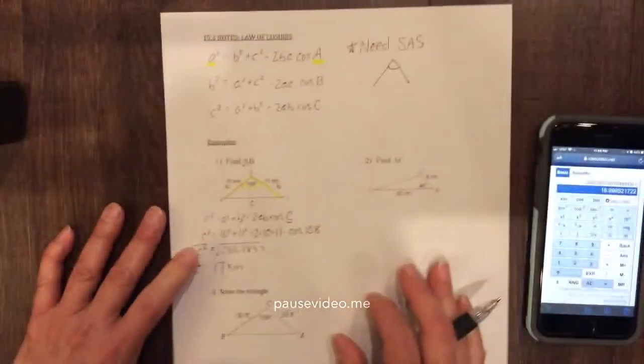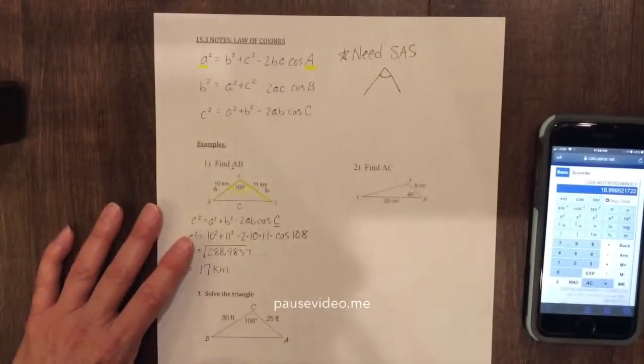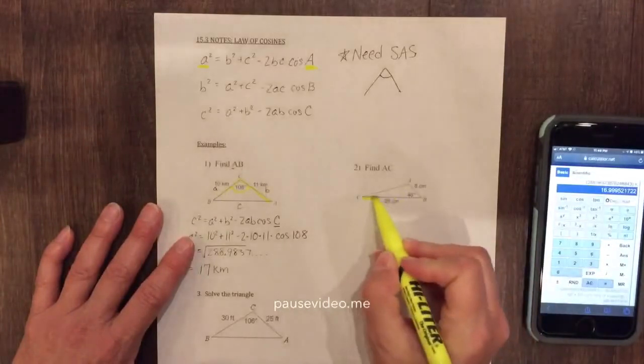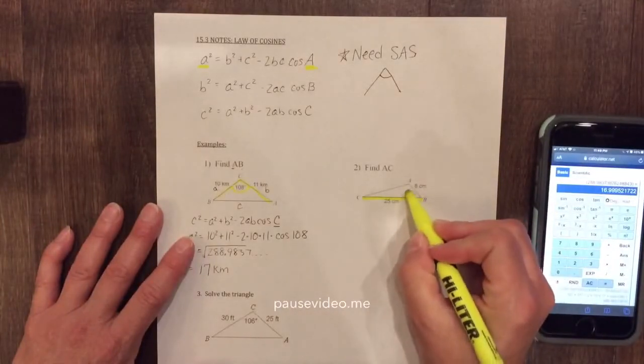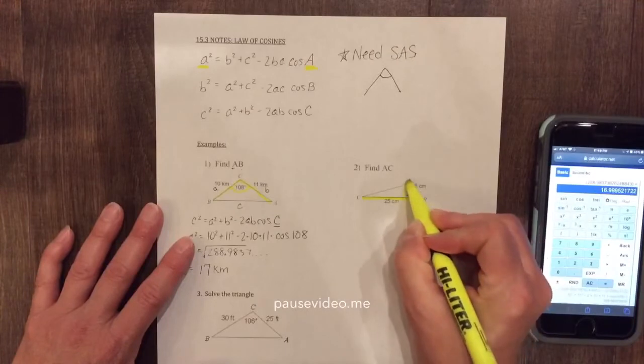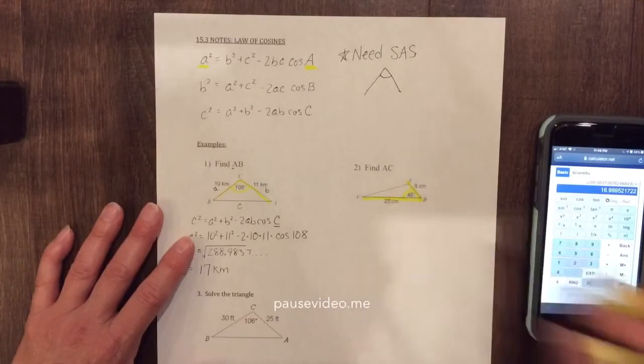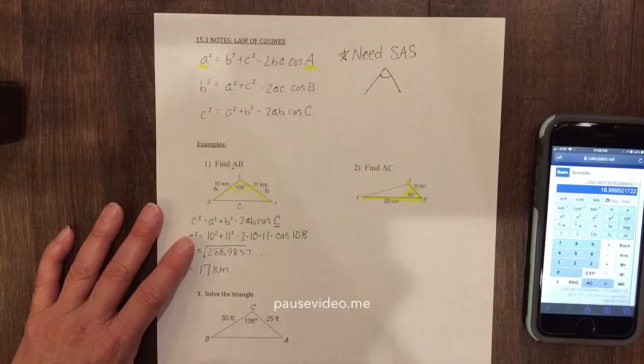All right, let's try one more. All right, double check yourself. Do I have side angle side? I have this side is 25. This angle is 46 connected to this side 8. Side angle side. They have to connect. The angle has to be the included angle between those two sides.